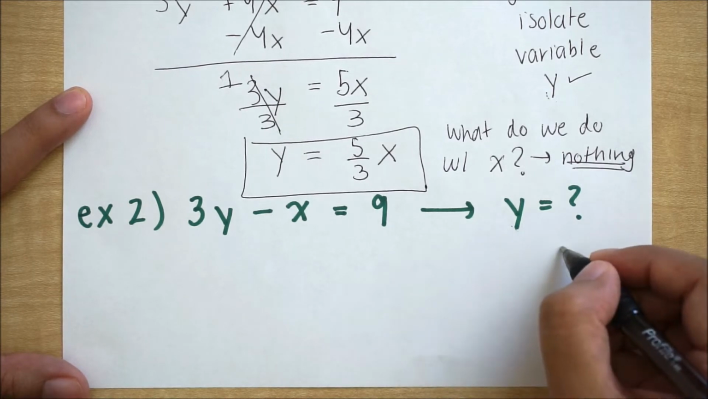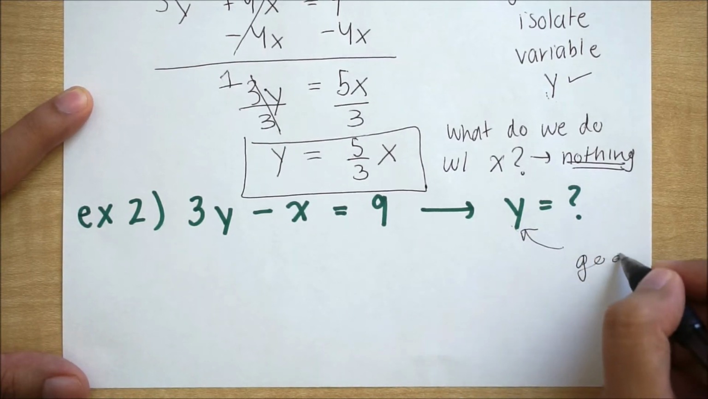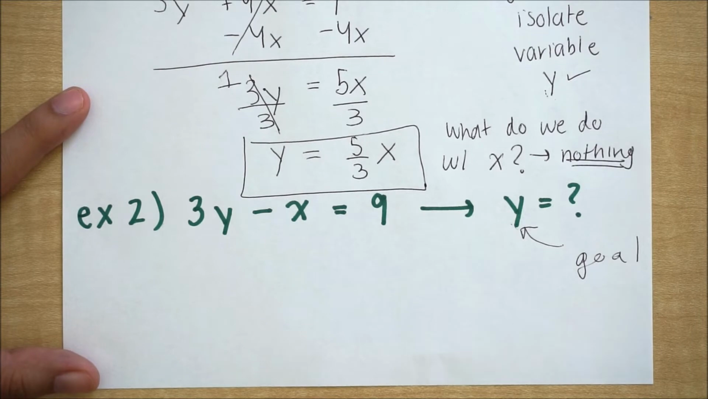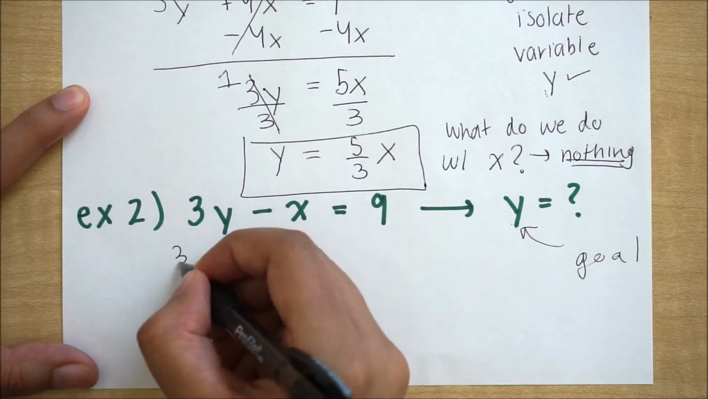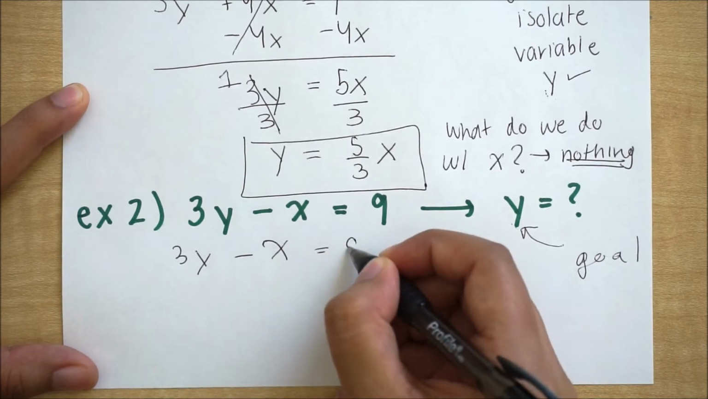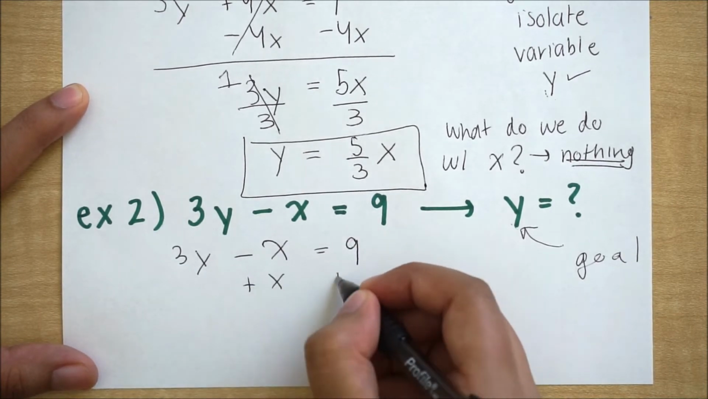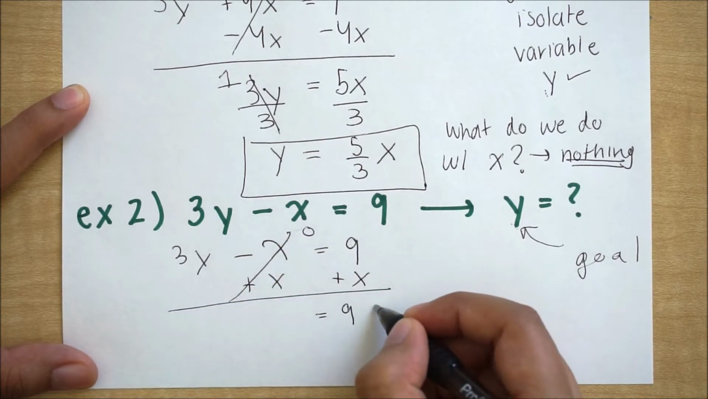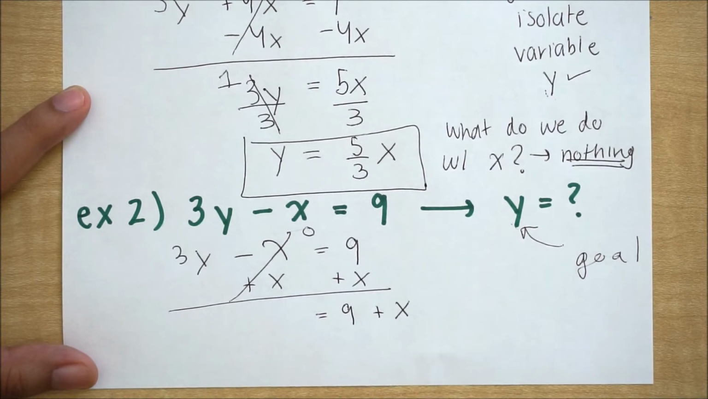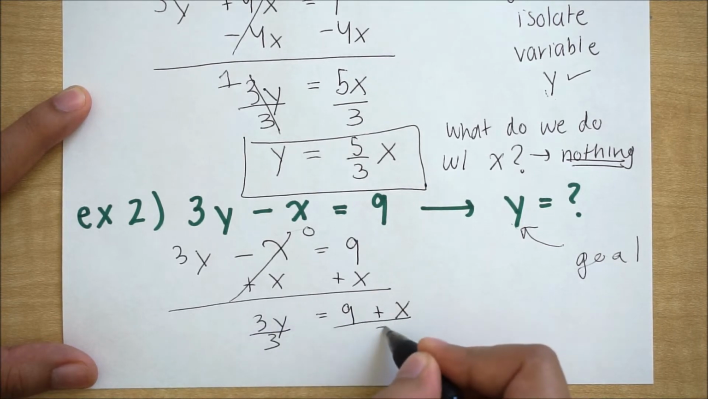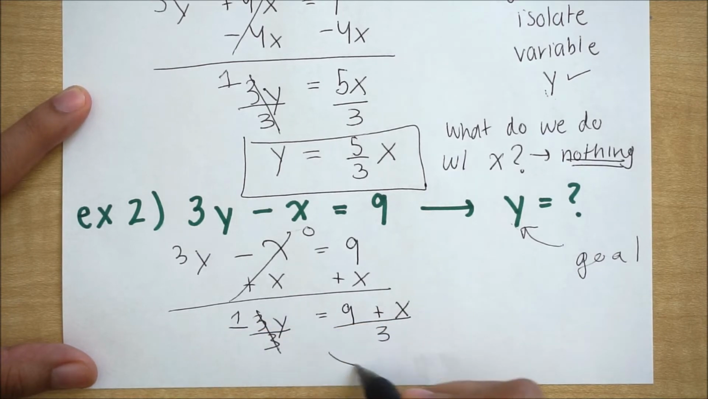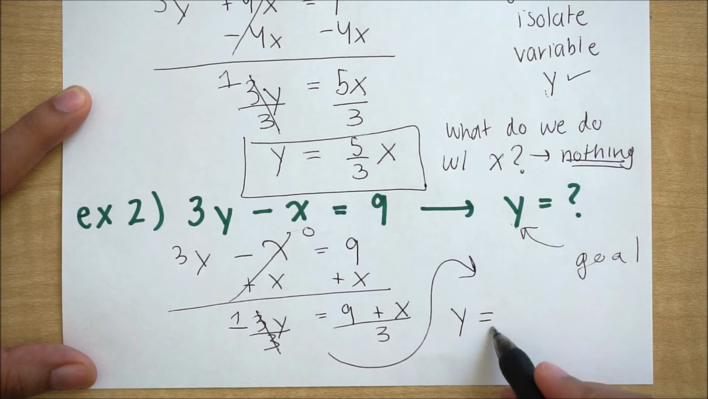All right, let's do example 2. Here, again, we are isolating y. We're trying to solve for y. So that's our goal. We see that y is only in our equation once. So let's add x to both sides of the equal sign so we can go forward with making y independent. So we have 3y on the left and 9 plus x on the right. The negative x plus x will just cancel out to be 0. Now we'll divide both sides by 3 to make y independent, and then we get y is equal to 9 plus x divided by 3.